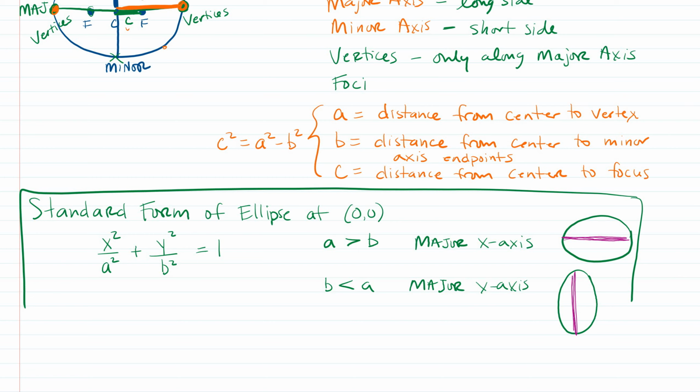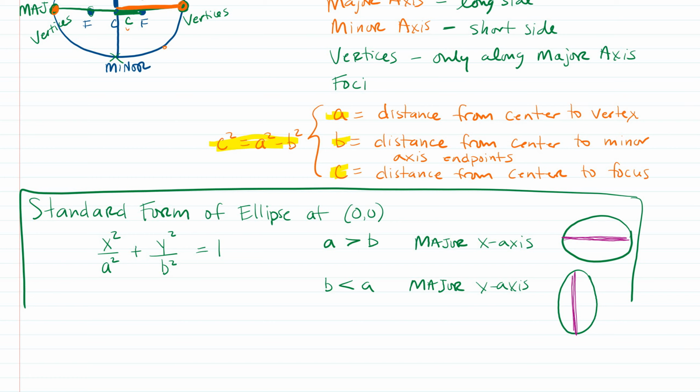Now, the equation that relates a, b, and c, if you'll remember: a is the distance from the center to the vertex, b is the distance from the center to the minor axis endpoints, and c is the distance from the center to the focus. So how do we relate those? Go ahead and solve for c. If I square rooted both sides, I'm solving for c.